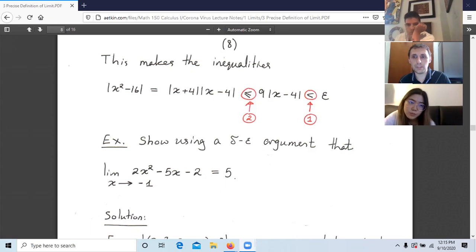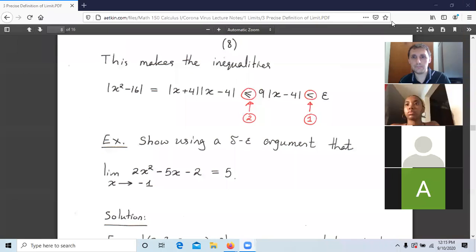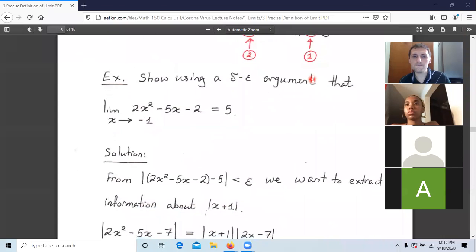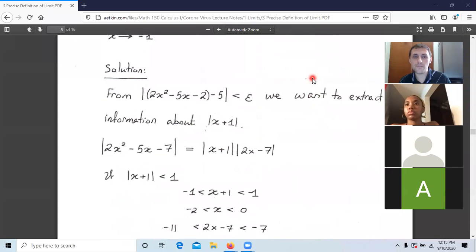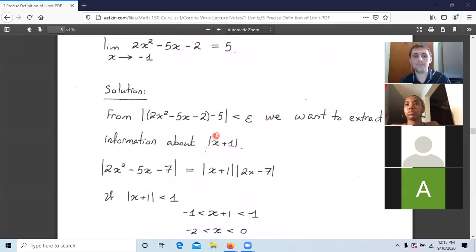All right, so let's work on it together. Here is how we go about it. A few of you have factored 2x squared minus 5x minus 7 into absolute value of x plus 1 times absolute value of 2x minus 7.